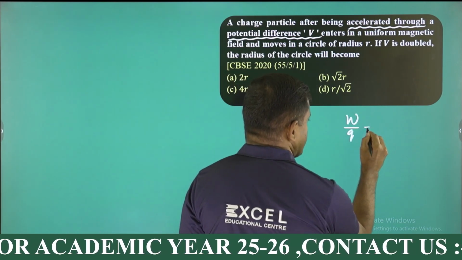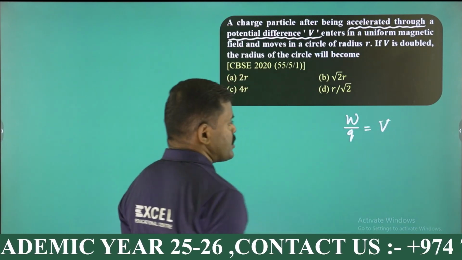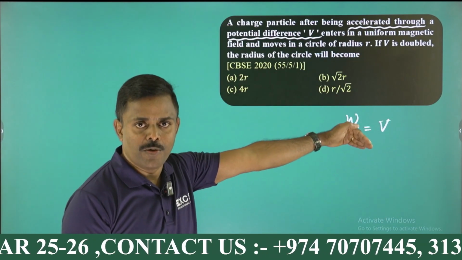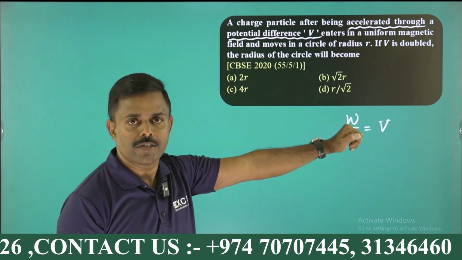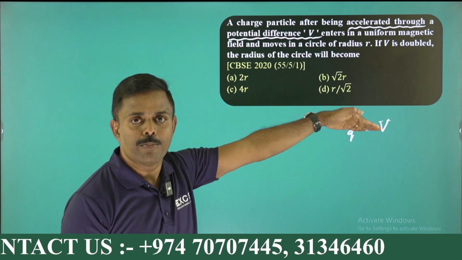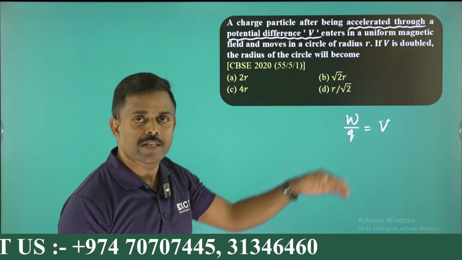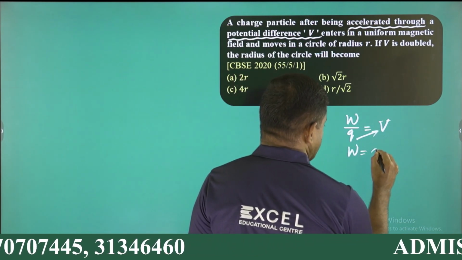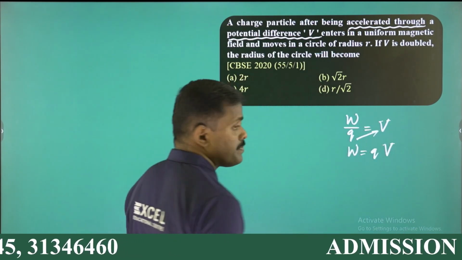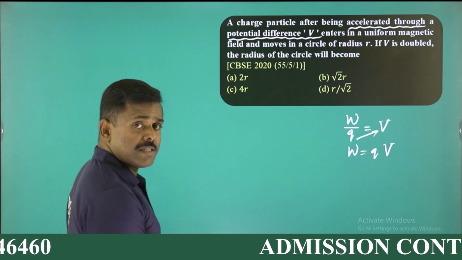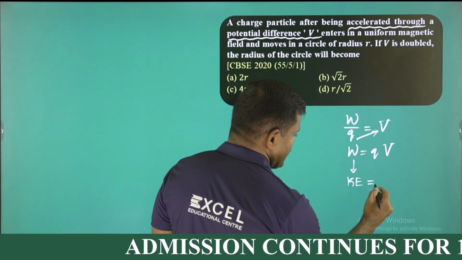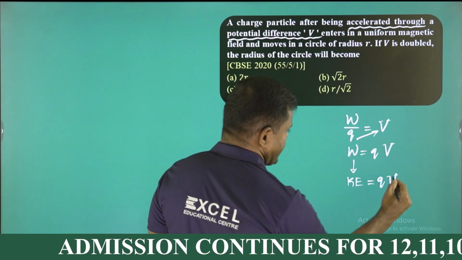W by q is equal to V. This is the definition of potential, right? Work done to bring a +1 coulomb from infinity up to the point. Work done per charge is called potential. If you cross multiply, work done is equal to q into potential difference, right? And this is same as kinetic energy, because earlier today I told you work done is same as kinetic energy.